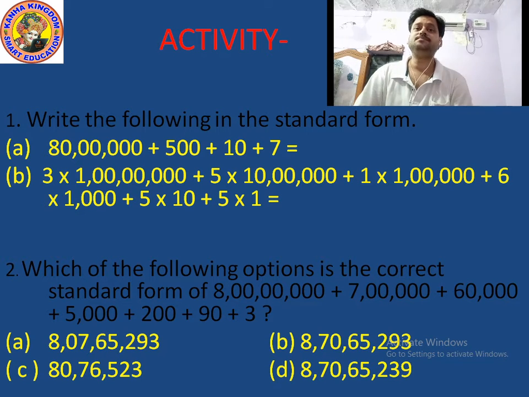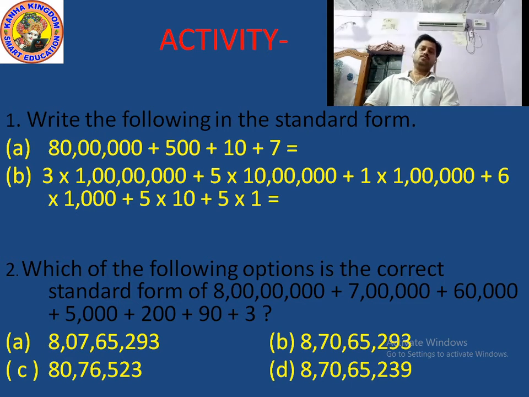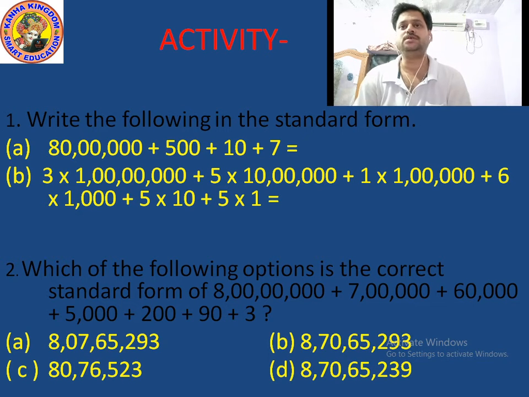The first option is 8,07,65,293. The second option is 8,70,65,293. The third option is 80,76,523. And the D option is 8,70,65,239. So out of 4 options, you have to find out the correct option.